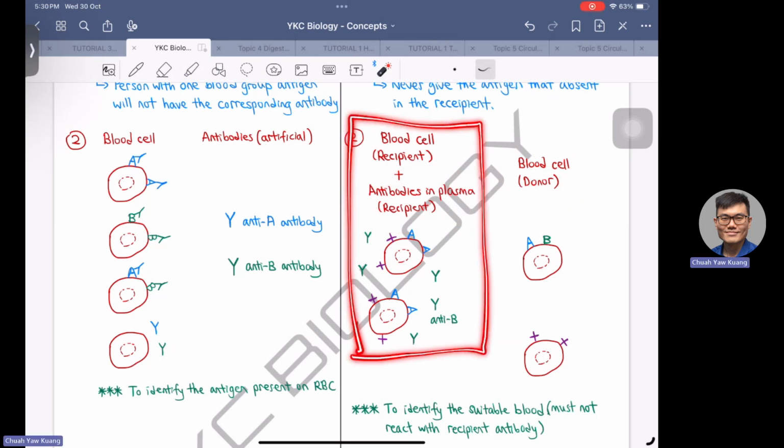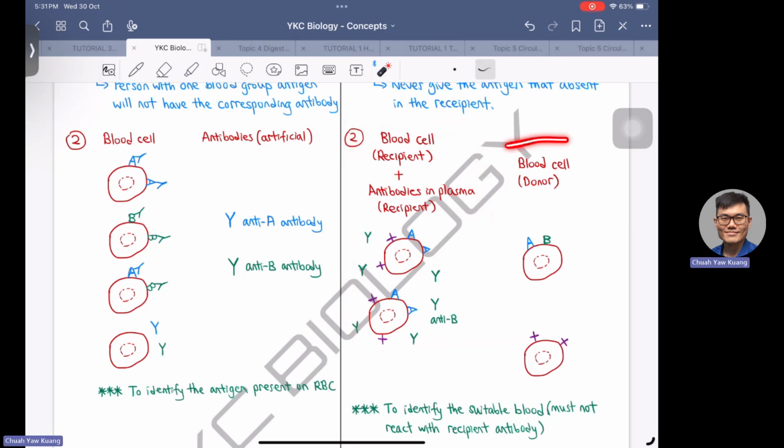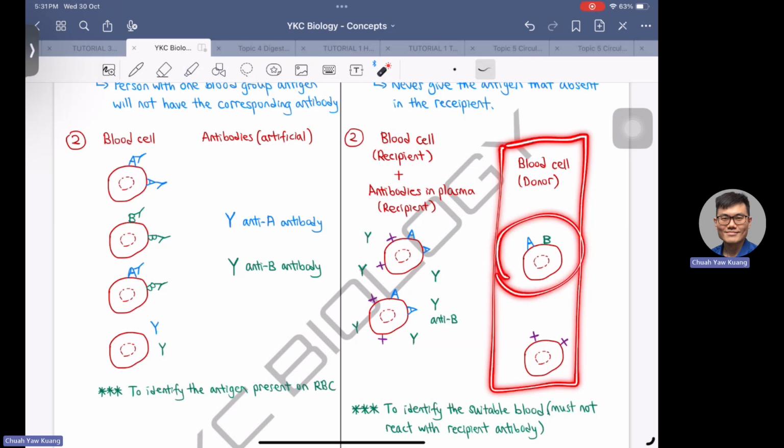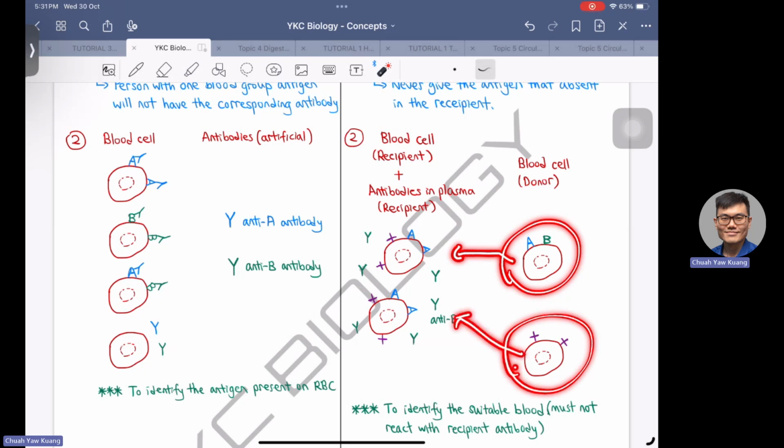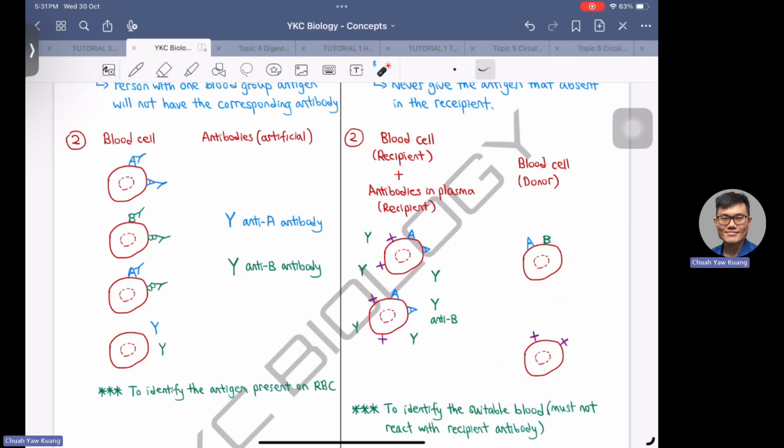You have to remember that the blood cell of the recipient and the antibody in the plasma of the recipient will always be in the blood circulation in the body of the recipient. The blood cell from the donor is the one that we can change, because this is the blood bag from the blood bank. We can choose whether we want to give AB negative blood or O positive blood. But how we choose is all based on compatibility checking.